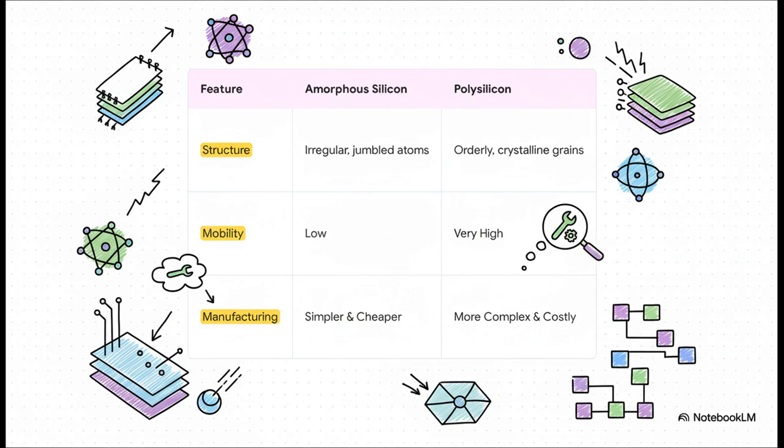Okay, think of amorphous silicon like a big pile of jumbled up marbles. The atoms are a total mess. Electrons move really slowly through that chaos. Polysilicon, on the other hand, is like those same marbles arranged in perfect orderly lines. Electrons can absolutely zip through it at incredible speeds. The catch? Making the messy version is easy and cheap. Creating those perfect crystals, that's really, really hard and expensive.